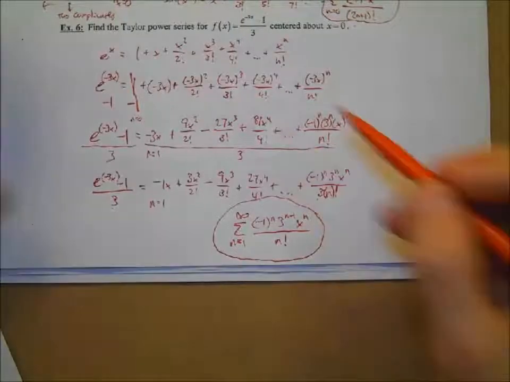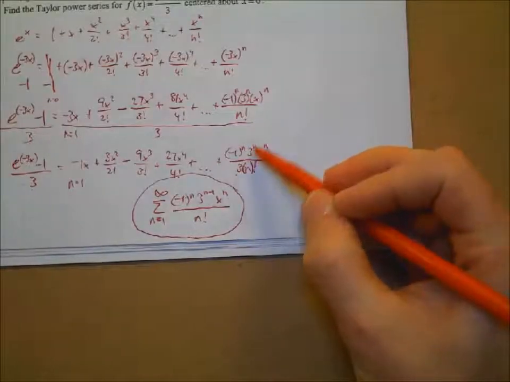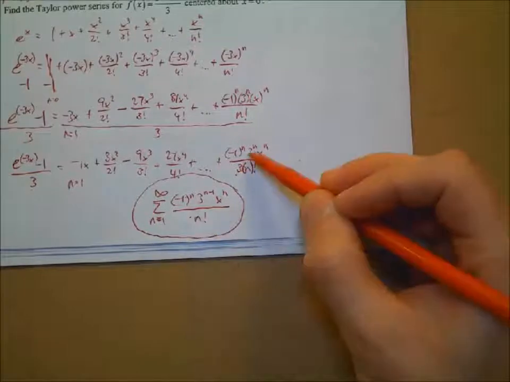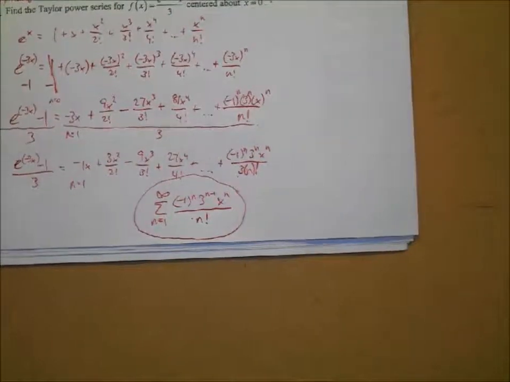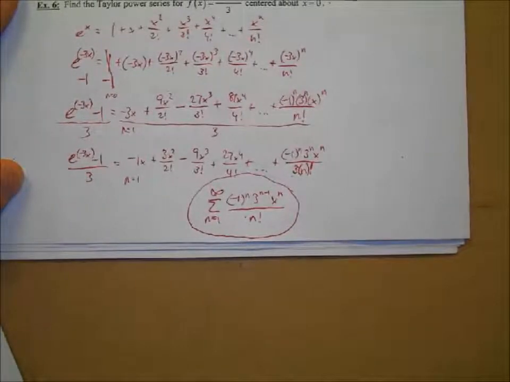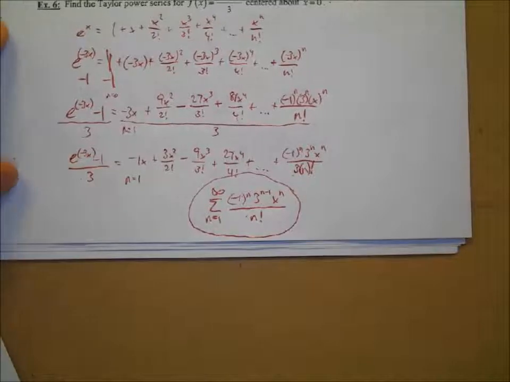Wait, why is it n minus 1, 3 to the n minus 1? Well, we had originally here, notice the 3 is no longer in the denominator. Oh, yeah. Common base, subtract the exponents. Yeah. I see what you're saying.